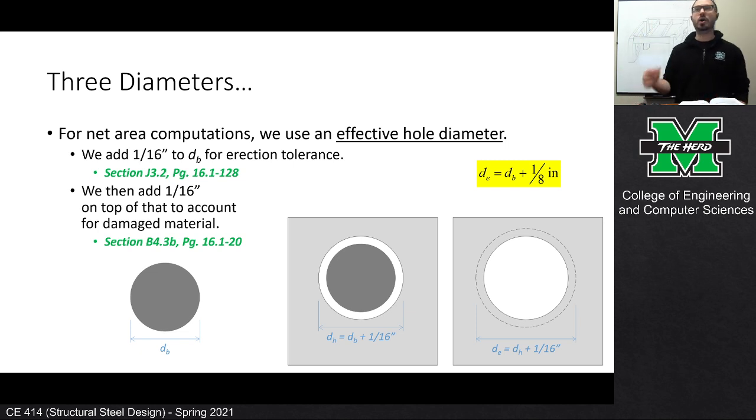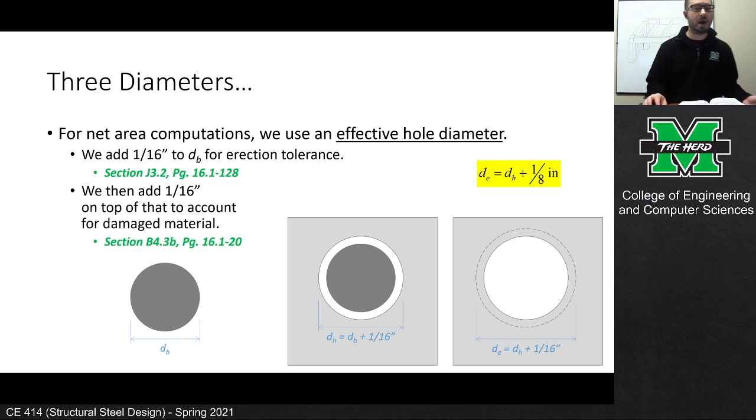So if you want to know the diameter of a hole for a tension member, you take the diameter of the bolt and you add 1/8 of an inch. The reason you're adding 1/8 of an inch is because you're adding a 1/16 twice. 1/16 of an inch accounts for the erection tolerance. The other 1/16 of an inch accounts for that little lip of damaged material around the hole that we don't consider effective in transferring stress to the member.